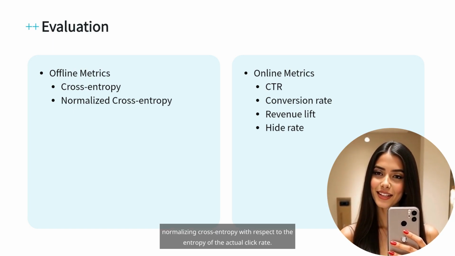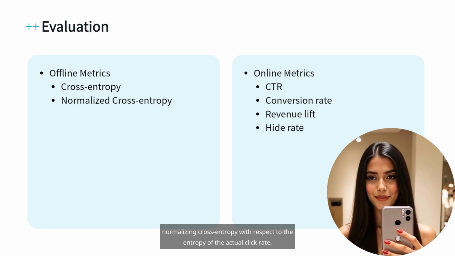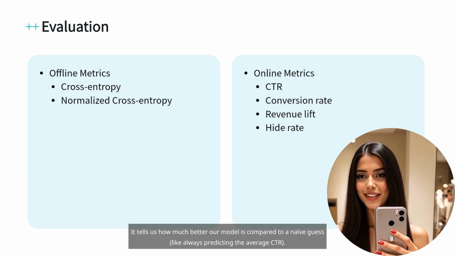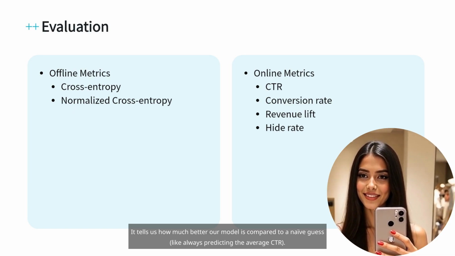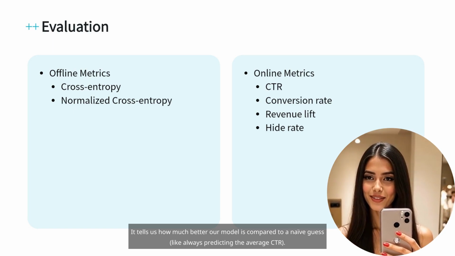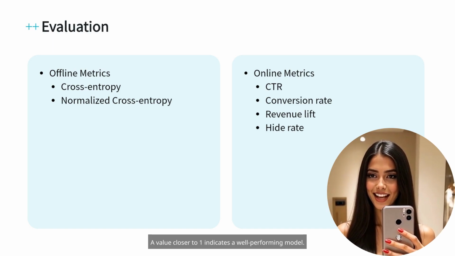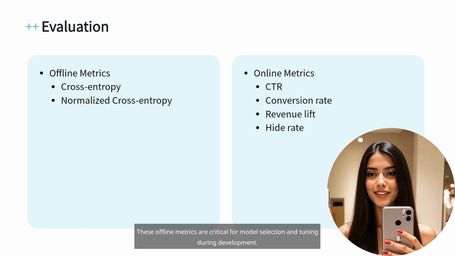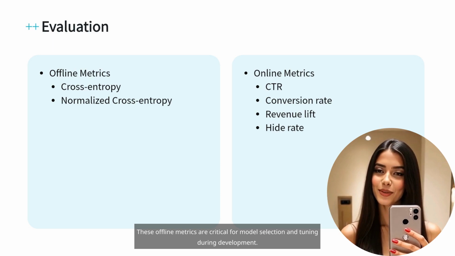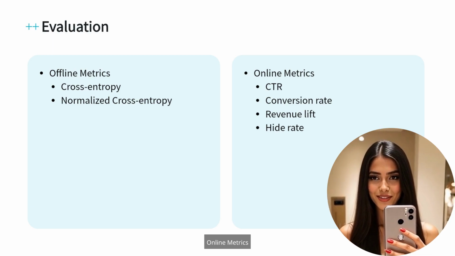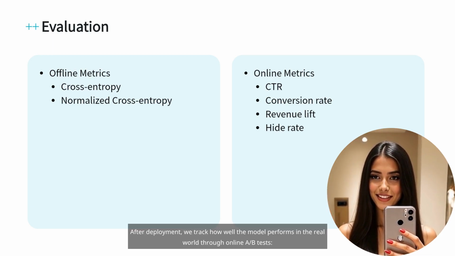Normalized cross-entropy provides a baseline comparison by normalizing cross-entropy with respect to the entropy of the actual click rate. It tells us how much better our model is compared to a naive guess, like always predicting the average CTR. A value closer to 1 indicates a well-performing model. These offline metrics are critical for model selection and tuning during development.